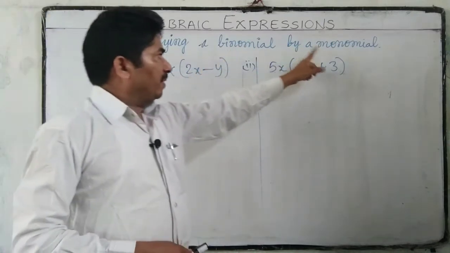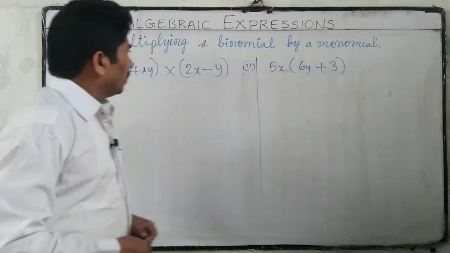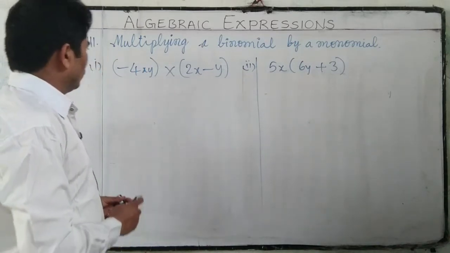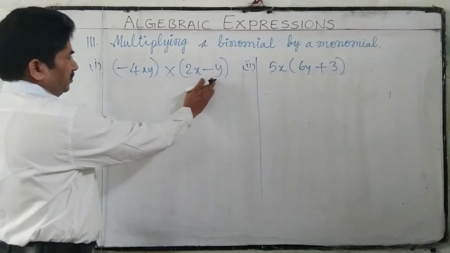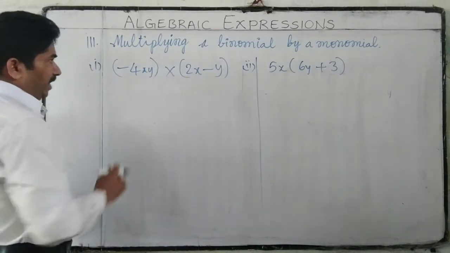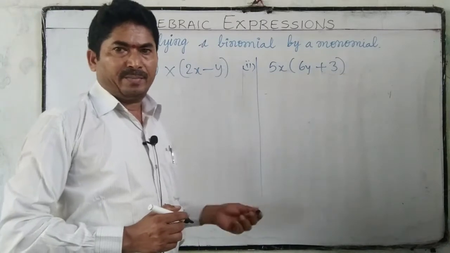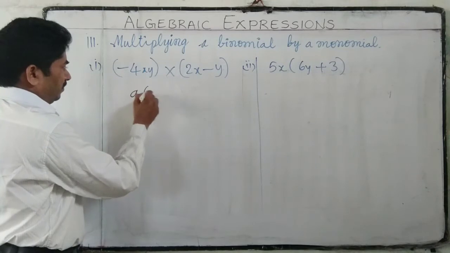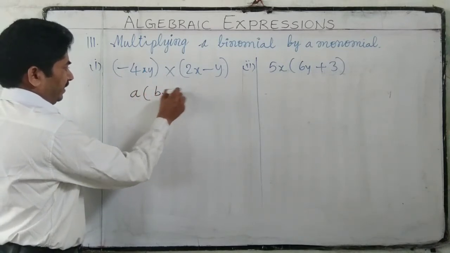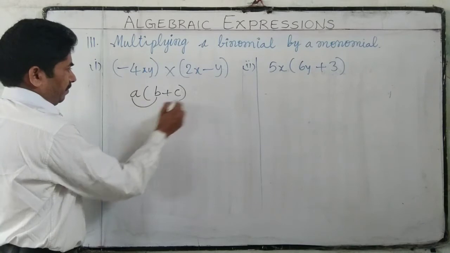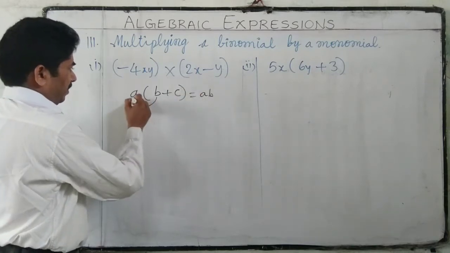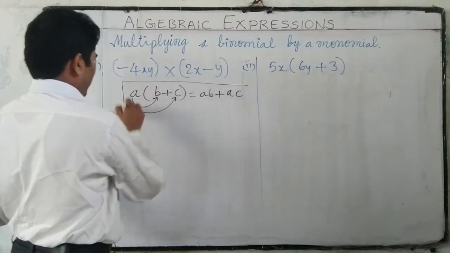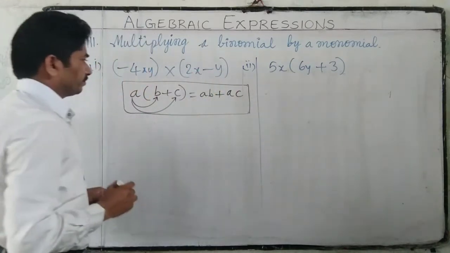Multiplying a binomial by a monomial. To understand this, here we have two examples. This is a monomial, this is a binomial. While multiplying a binomial by a monomial, we have to follow this method: a into b plus c is equal to a into b, ab, plus a into c, ac. We have to follow this method.